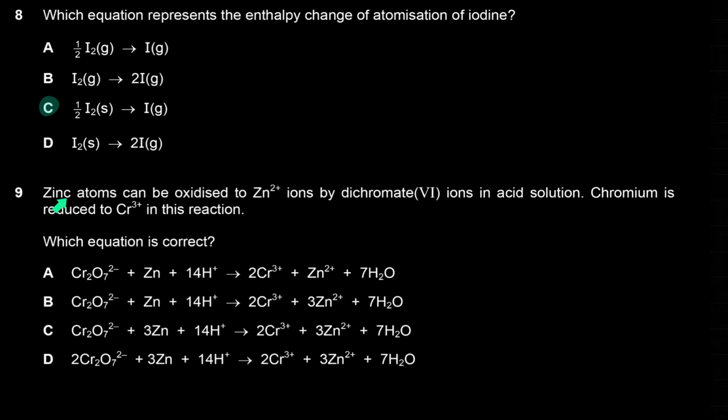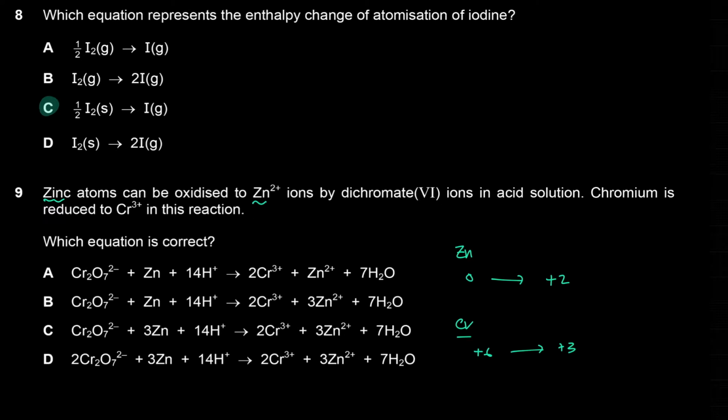Zinc atoms can be oxidized to Zn2 plus by dichromate 6 ions in acid solution. Chromium is reduced to Cr3 plus in this reaction. Which equation is correct? So here we need to determine which is the correct balanced equation for this reaction. The way to do this is the following. We know that zinc is being oxidized from 0 to +2, whereas chromium is being reduced from +6 in dichromate 6 to +3.